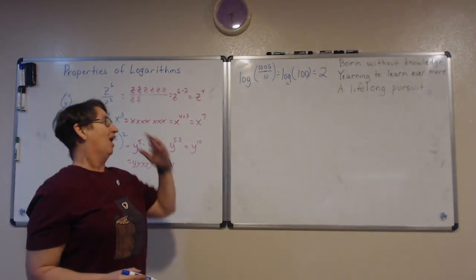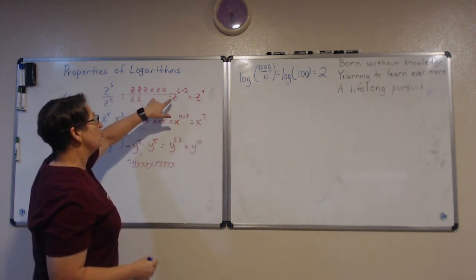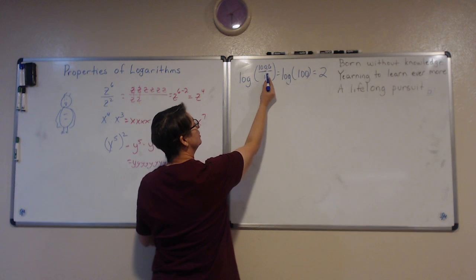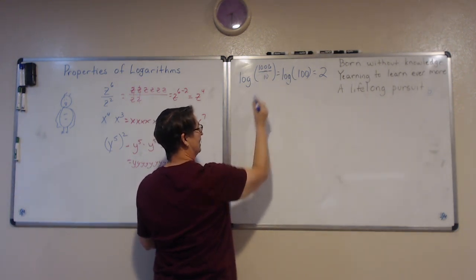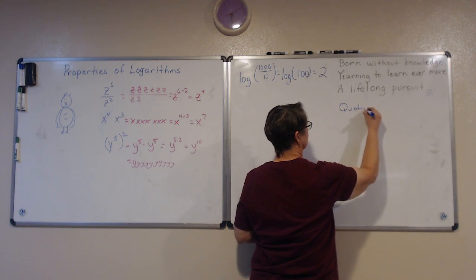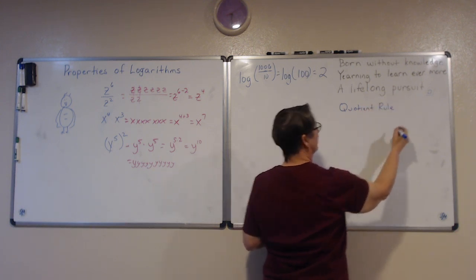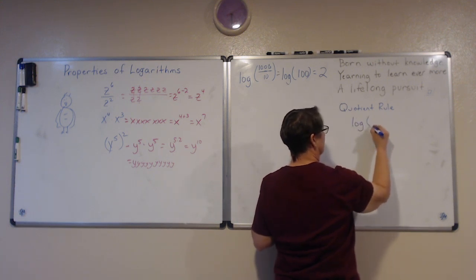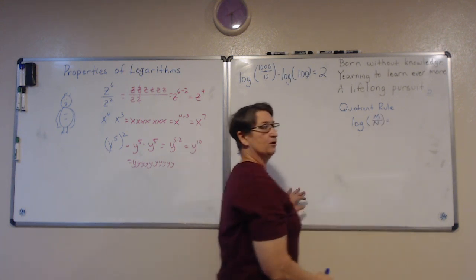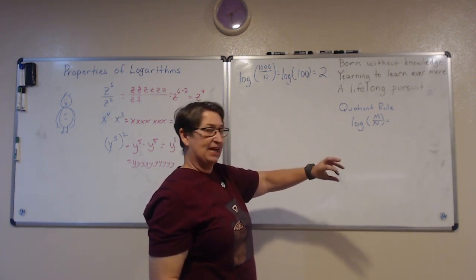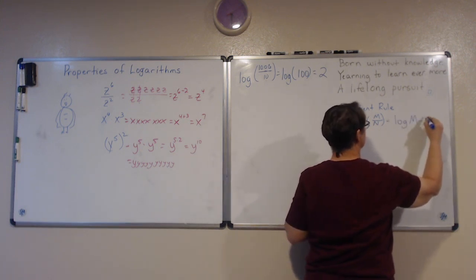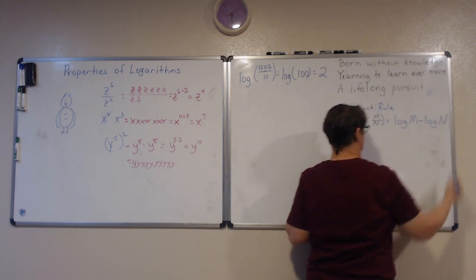You got it. Okay, so I'm going to show you how we can use the quotient rule for this. What the quotient rule says is that when I have two numbers dividing, see how these two are dividing? So I'm going to put it in general terms. The quotient rule says that when I have log of some number divided by another number, so in my argument it's dividing, then it's log of the top number minus log of the bottom number.